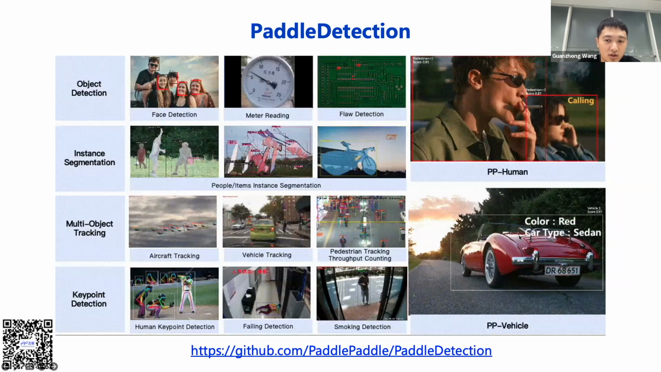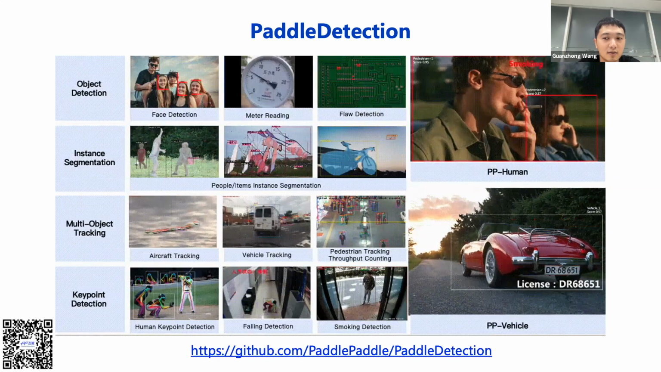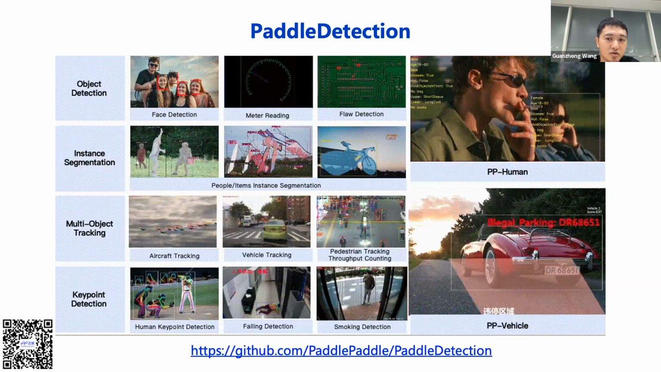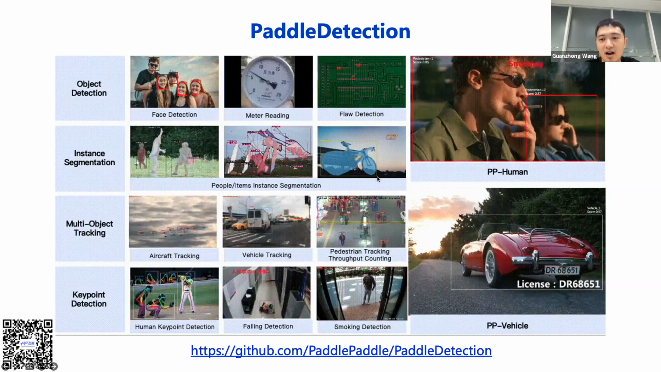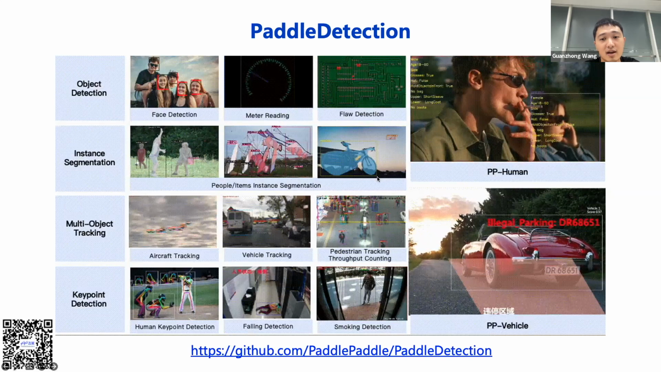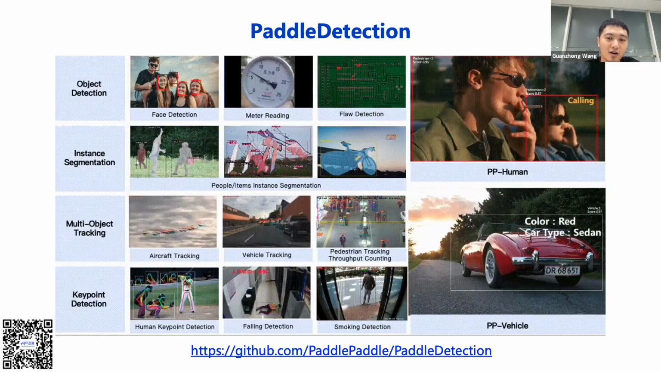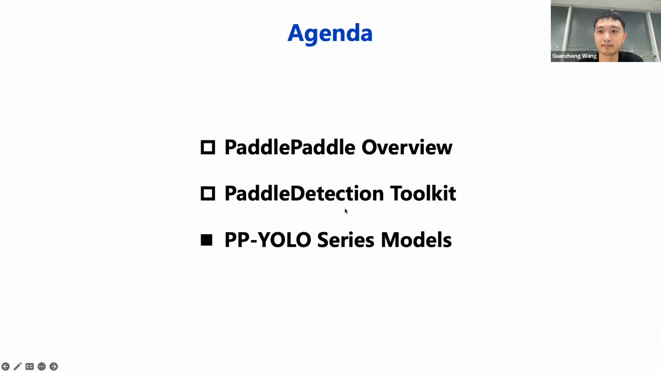Okay. Recently we have released version 2.5 of PaddleDetection, and there are many application demos using PaddleDetection, such as face detection, aircraft tracking, and license plate recognition. I hope you could star our repo and follow our latest work. Okay, so now let's talk about the key part of PaddleDetection, the PP-YOLO series models.